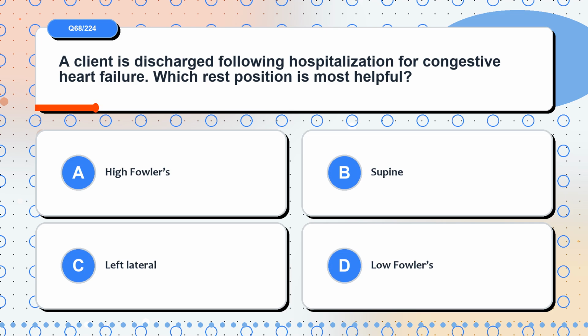Question 68. A client is discharged following hospitalization for congestive heart failure. Which rest position is most helpful? Here are the options. Option A, high Fowler's. Option B, supine. Option C, left lateral. Option D, low Fowler's.